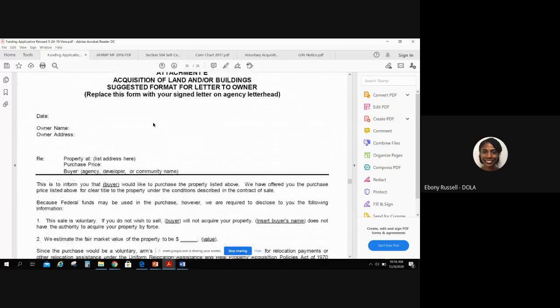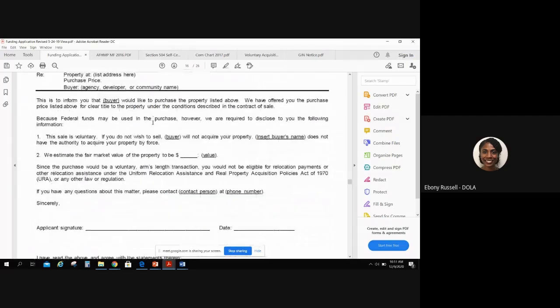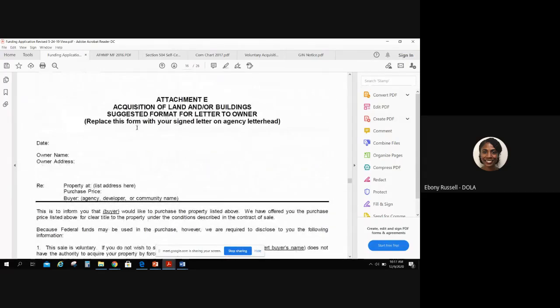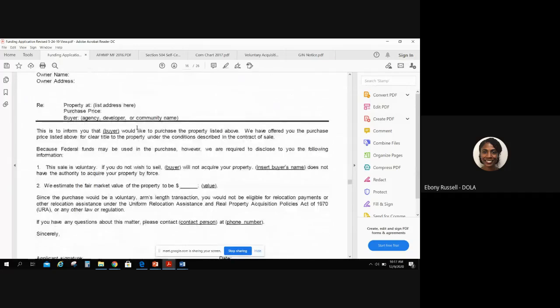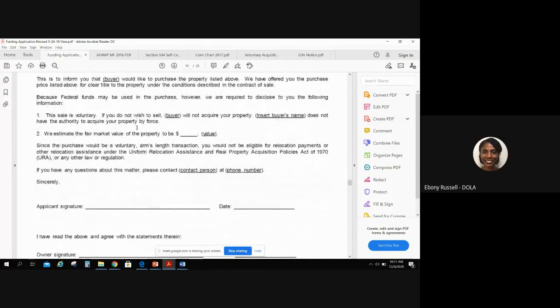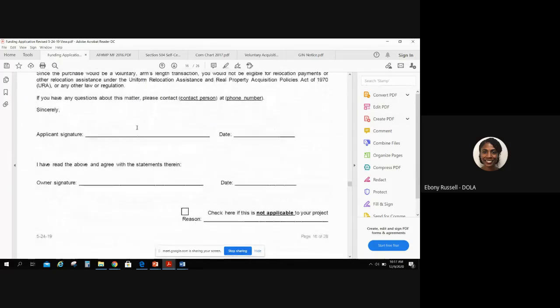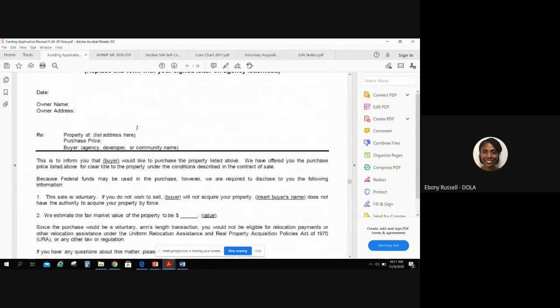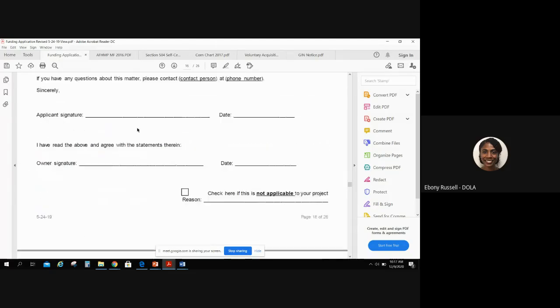This is an example of voluntary acquisition, and we're going to go over that in full detail, but this is a form that you can use to show proof that you have voluntarily acquired any unit or any property or land that you will use for CDBG funding. So CDBG does require that all property acquisition be voluntary.